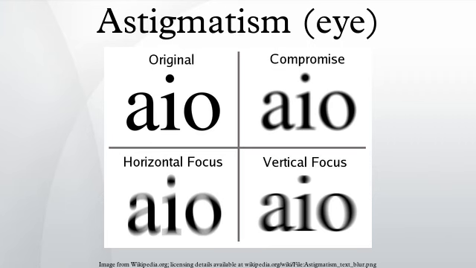A toric surface resembles a section of the surface of a rugby ball or a doughnut, where there are two regular radii, one smaller than the other one. This optical shape gives rise to astigmatism in the eye.